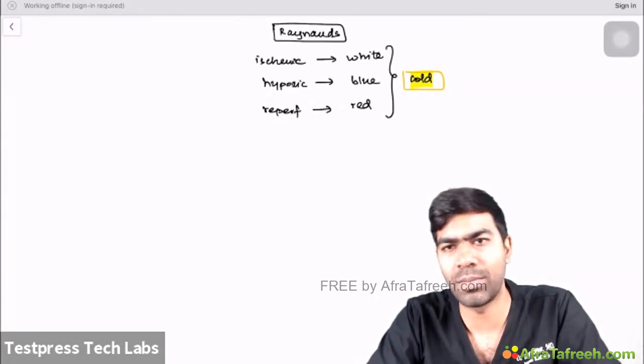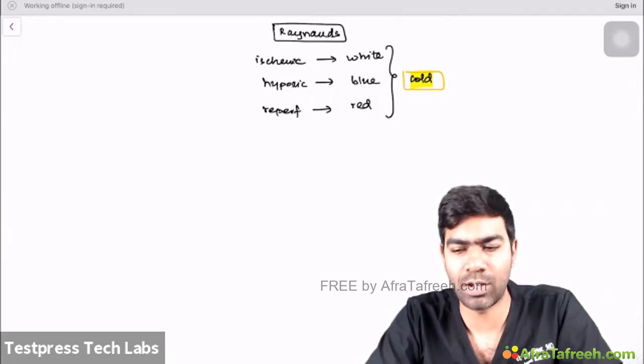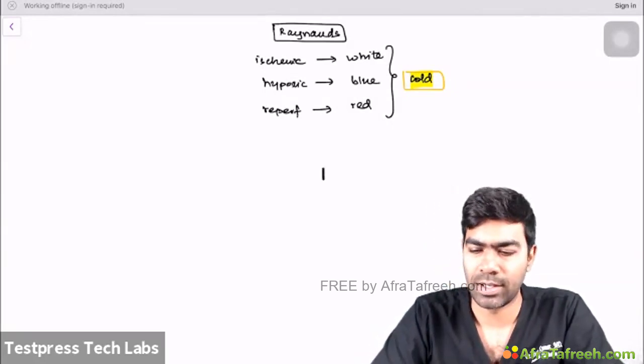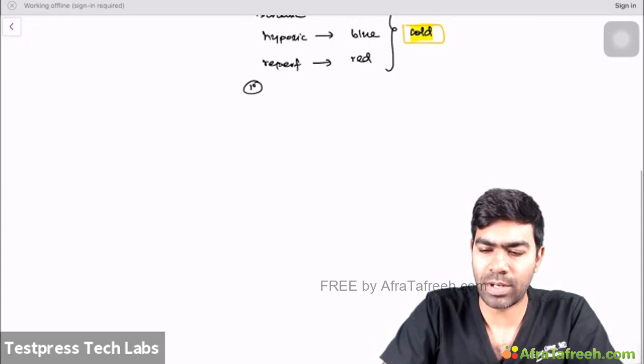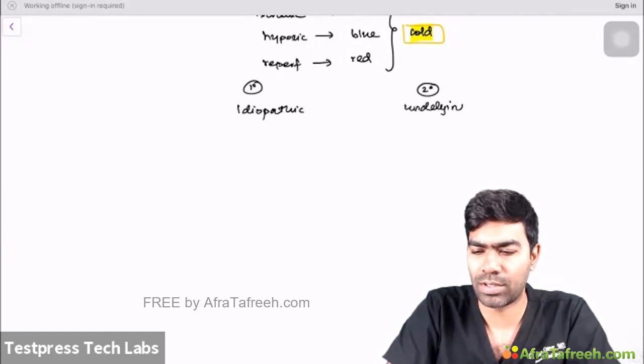Most of these changes will be well visible, so it's not very difficult to miss Raynaud's. It's very simple and more pronounced in Caucasians, and in Indians it is not that easy to see in the first place. Now we need to know the difference between a primary and a secondary Raynaud's. Primary Raynaud's, we know, is idiopathic. We don't have any underlying cause. Secondary, we clearly have an underlying cause.